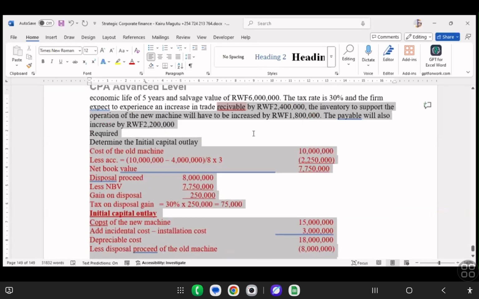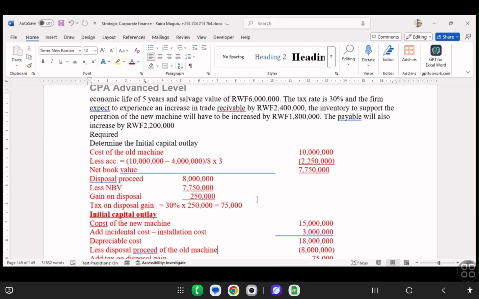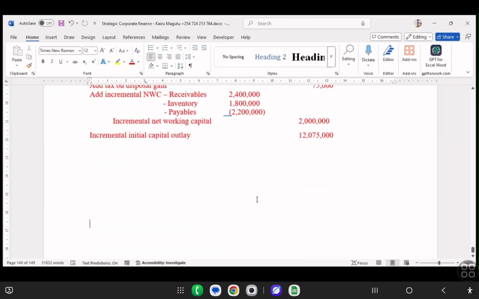Unless someone has a question, that is how to determine the initial capital outlay. When you are undertaking a new project, you determine the gain or loss, you determine the tax, you determine the incremental net working capital, like that. So that is what we needed to note at that point.